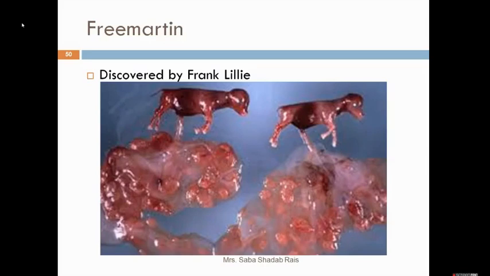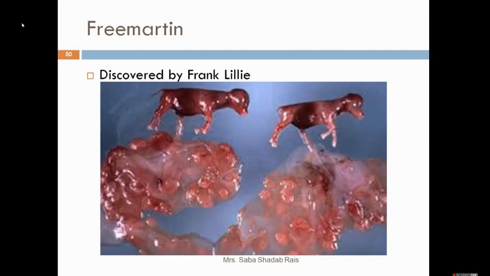Their genitalia will not be proper. So because of that reason, they will not be able to produce milk as well as offspring. So physiologically, they will be sterile. So this is about the free martin.